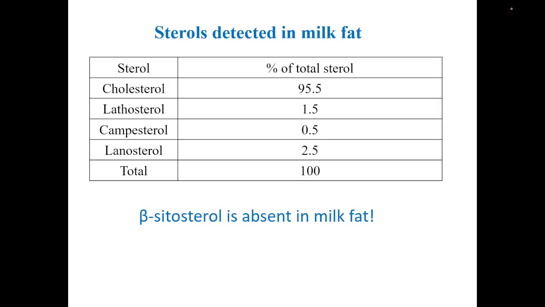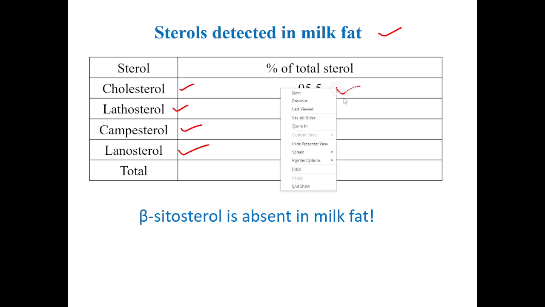Similarly, some of the sterols reported in milk fat are cholesterol, lathosterol, campesterol and lanosterol. All these are sterols present in animal fat, and the major sterol of milk fat is cholesterol, which is 95.5% of the total sterol.